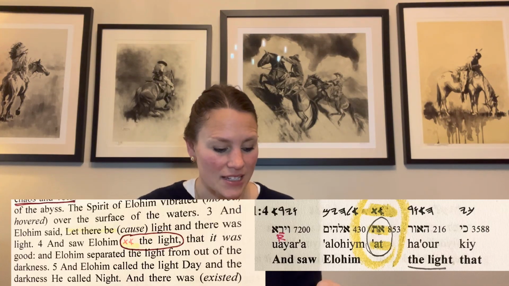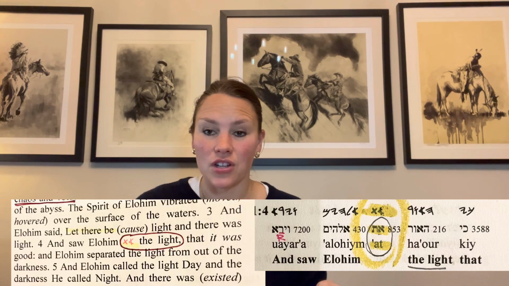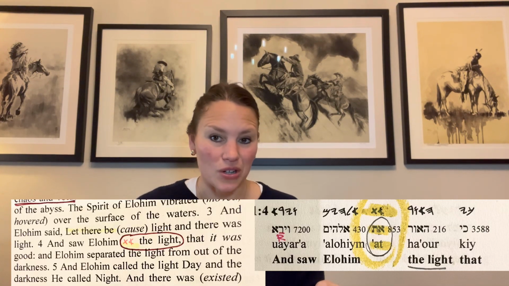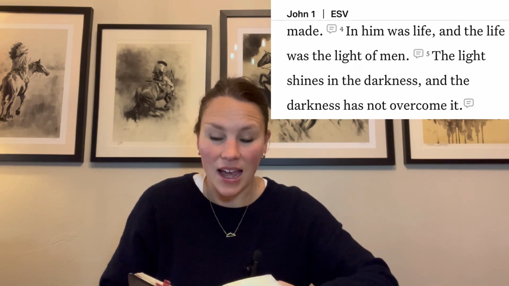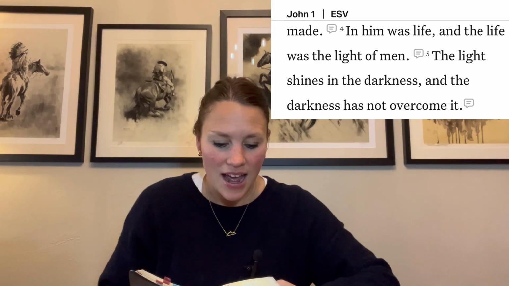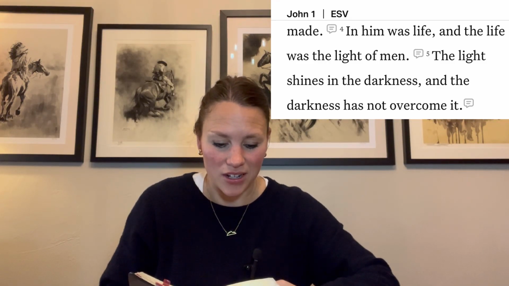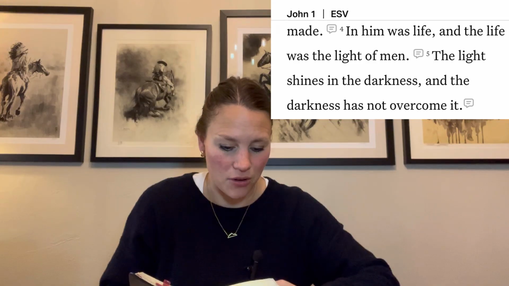All right, one more thing I want to say from verse 1 through 4 that is so beautiful is about that aleph tav again. So the aleph tav appears, as we already talked about, as that fourth word in verse 1, but then it shows up again in verse 4. It says, and God saw aleph tav, the light, and it was good. So in John 1:4, in him was life, and the life was the light of men. And the light shines on in the darkness, for the darkness has never overpowered it.